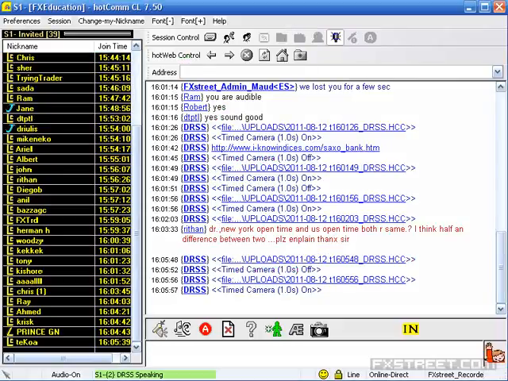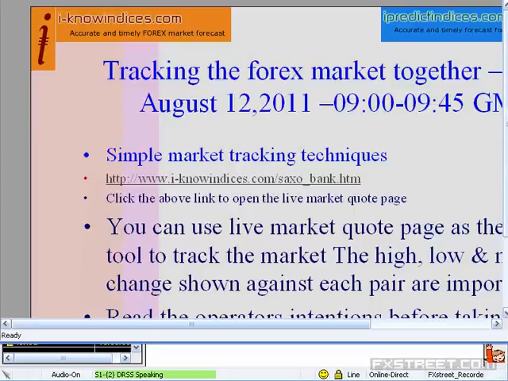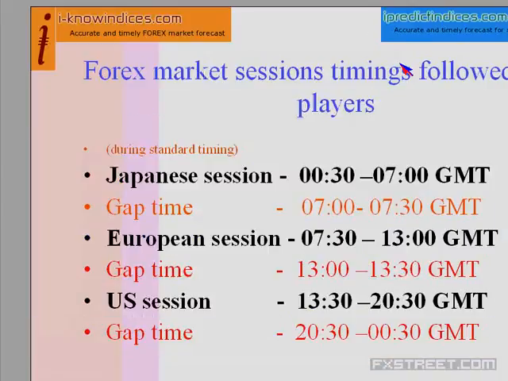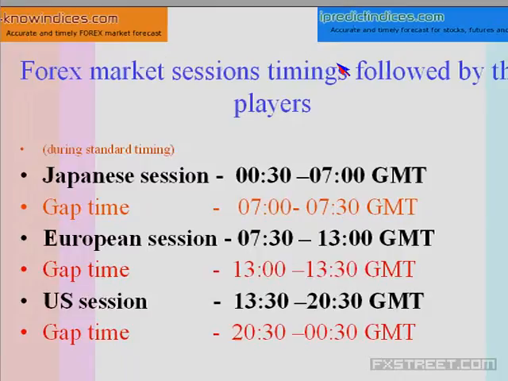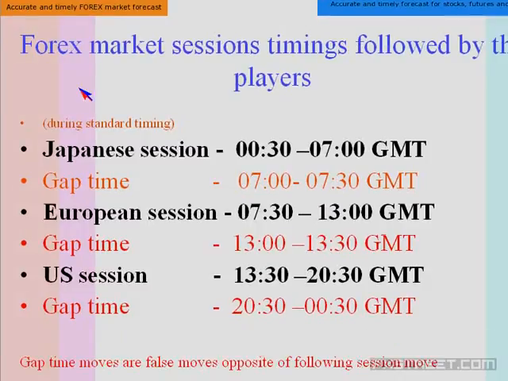Let me focus on the PowerPoint presentation. First of all, before tracking the market, we need to understand the timings followed by the players. We can call it any session, either Japanese or Asian session or whatever name you want, or session 1, session 2, session 3. But for convenience, I just gave the name Japanese session. So this session is 0030 to 7 GMT, and there is a gap time of 30 minutes between the Japanese and the European session, that is between 7 and 7:30 GMT.